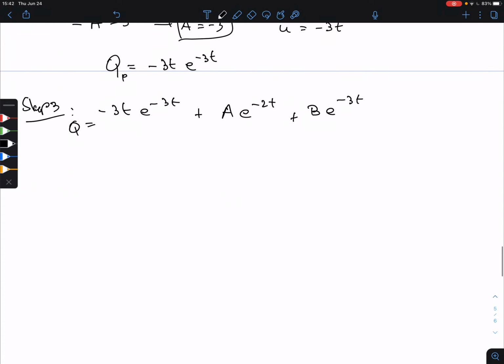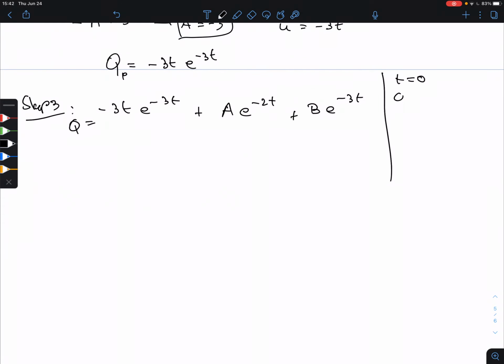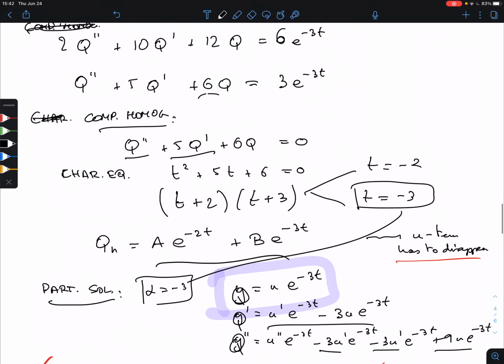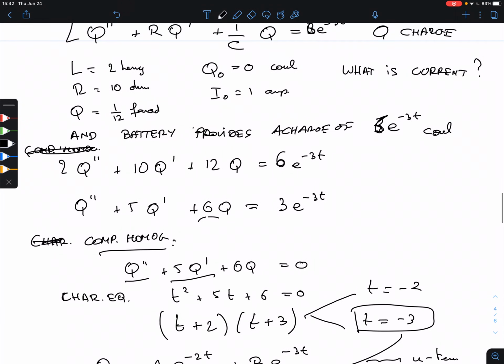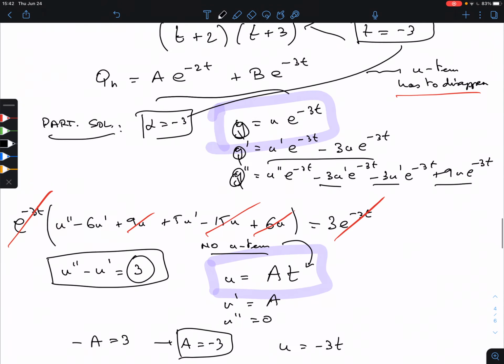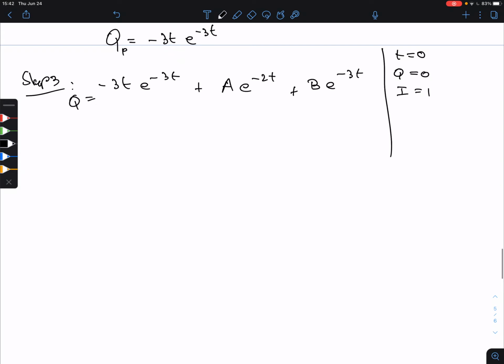And now we have the initial conditions. If t is 0, then q was 0 and I was 1, I guess, right? Here. So plugging in, 0 is equal to, if I plug in 0 in the first term, that's 0. Here I get an a, and here I get a b.